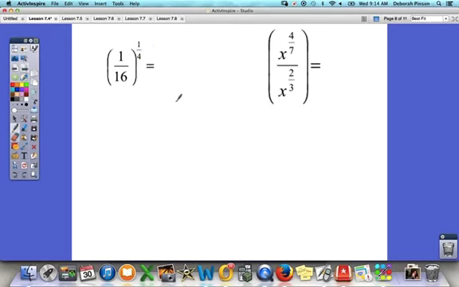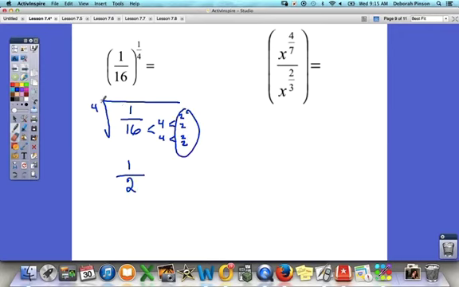Now, what I want you to get in the habit of doing is thinking about, is it going to be better to change this to a radical or should I leave it? For me, I think like this one, changing it to a radical is easier because I can take the 4th root of 1 and I can take the 4th root of 16, because 16 is 4 2's. So changing it to this form was helpful for me. Whereas looking at this one, I don't think changing it to radical form would be helpful. I think I just need to subtract those exponents. Now I can do that.